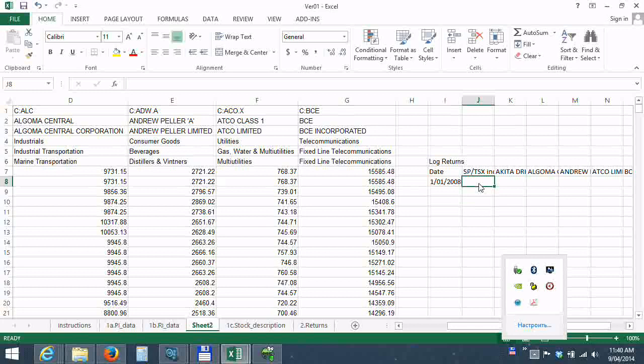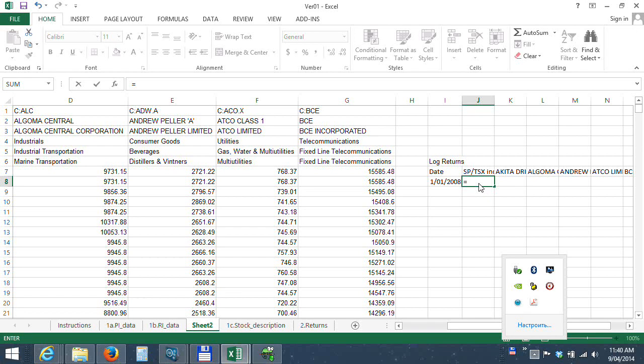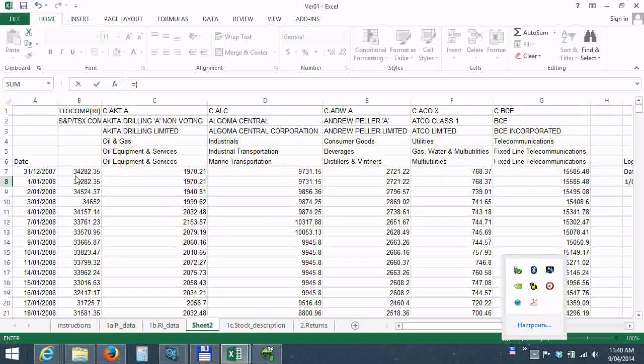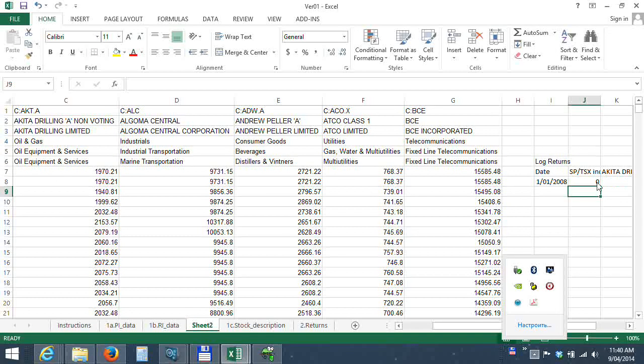Now my returns, and I decided to use log returns. If you feel that you need to use simple returns, you may use simple returns as well. In case of simple returns, you would have to have the price today minus the price yesterday, and all of that divided by the price yesterday. That would be the simple return. I'm going to stick with log returns.